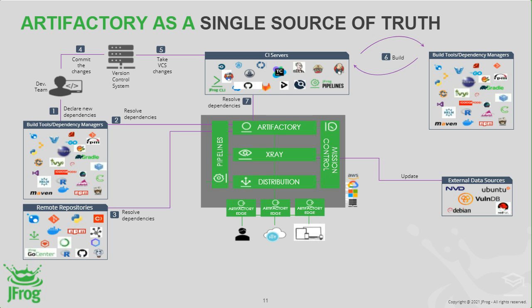Now, there's one important note to say here, because the dependencies that the CI server is now resolving from Artifactory should already exist in Artifactory's cache, because they were declared by a developer that already fetched them through Artifactory. So they will probably exist in the cache if they were not cleaned for some reason, which is going to make our CI process faster.